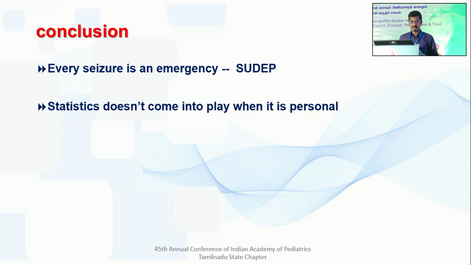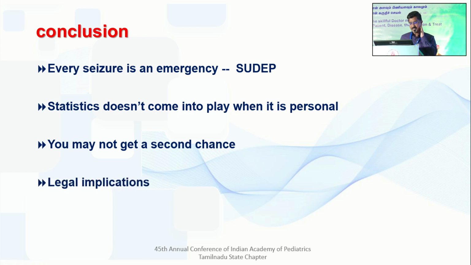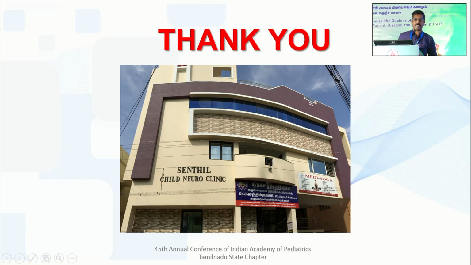But statistics don't come into play. You can't say there is only a 15% or 20% chance for a child to get a seizure. If the child again gets a seizure, definitely you may not get a second chance to treat the child. Definitely they will change the doctor. So statistics won't play when you treat the patient in practice. Of course, you should know the legal implications of starting or not starting a drug. Thank you.